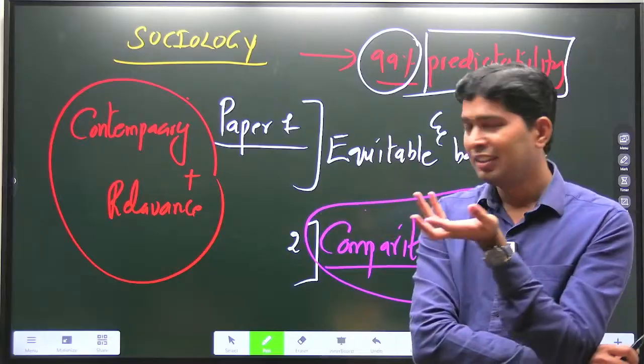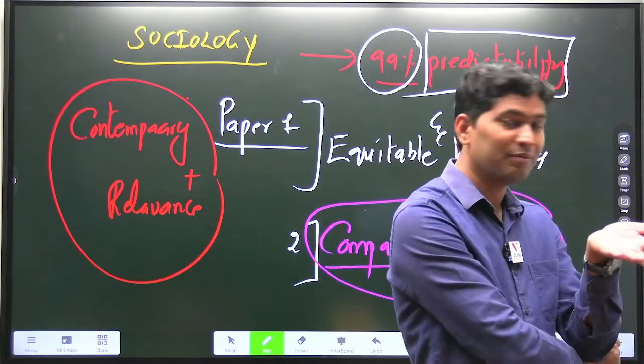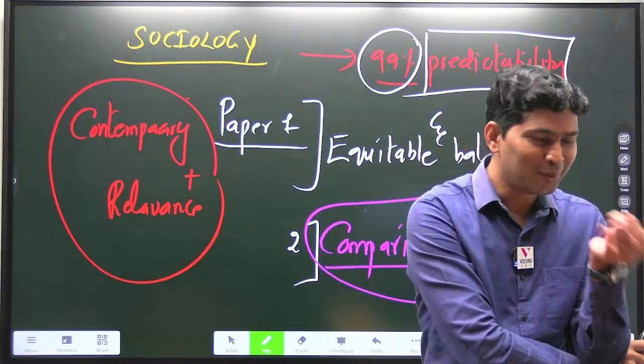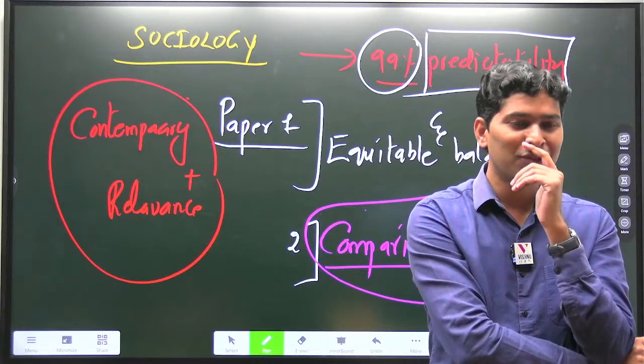But this year, paper 1 seems to be prepared by a functionalist, paper 2 seems to be prepared by a feminist. I don't know, by looking at the questions only I am saying. That is my understanding. So that's why, who is a functionalist?